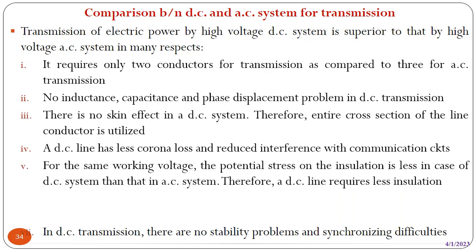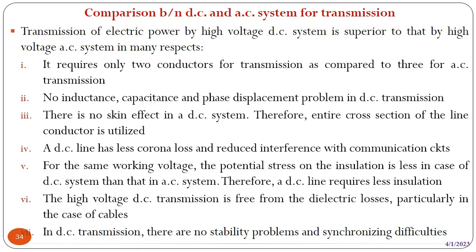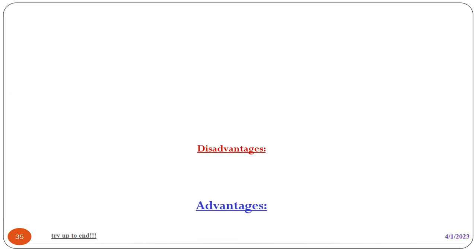For the same working voltage, the potential stress in insulation is less in a DC system than in an AC system. Therefore, a DC line requires less insulation. High voltage DC transmission is free from dielectric losses, particularly in the case of cables. In DC transmission, there are no stability problems and no synchronization difficulties.